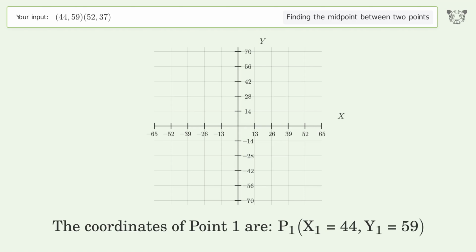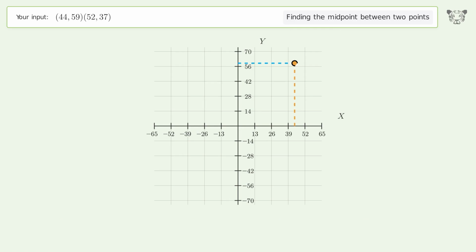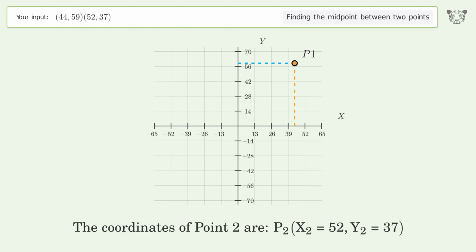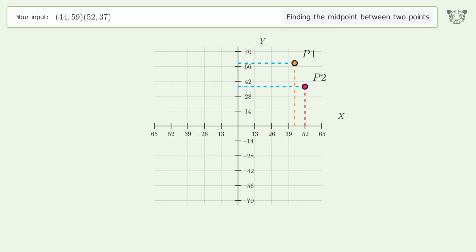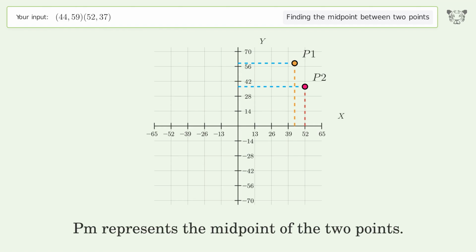The coordinates of point 1 are x1 equals 44, y1 equals 59. The coordinates of point 2 are x2 equals 52, y2 equals 37. PM represents the midpoint of the 2 points.